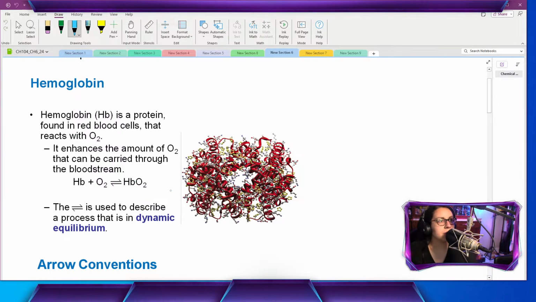Let's talk about how this really works in a little more detail. So notice this equilibrium arrow. What happens is your hemoglobin starts off in your lungs.